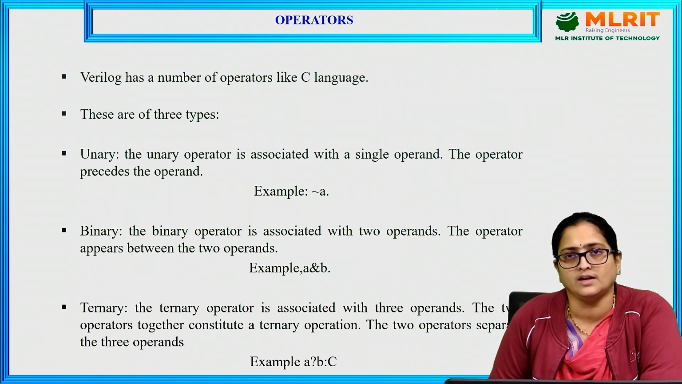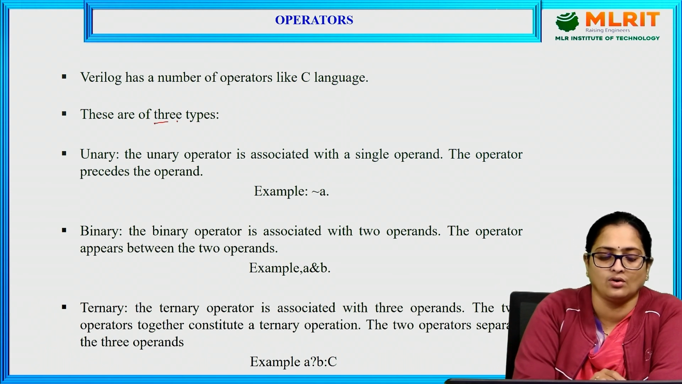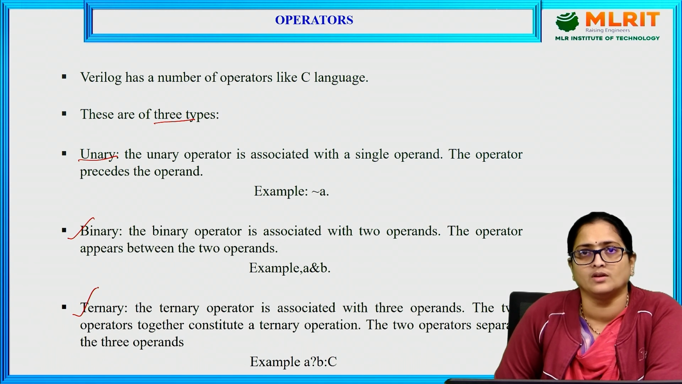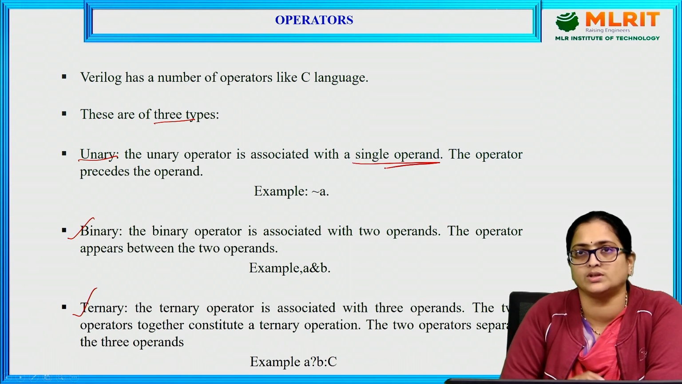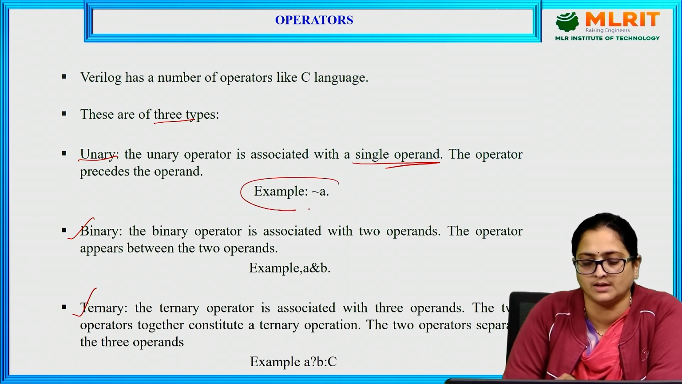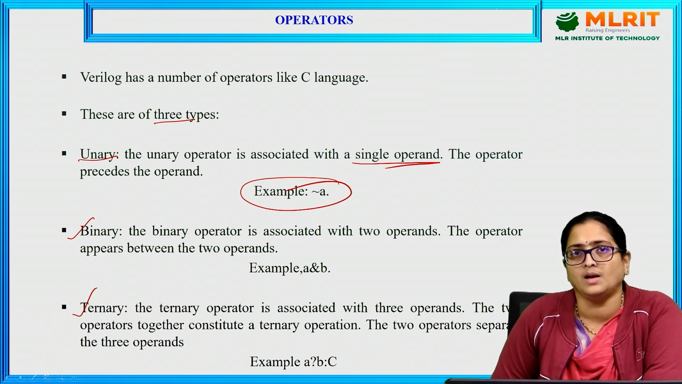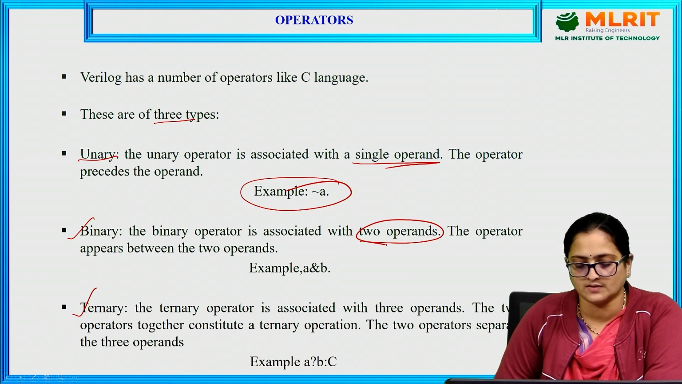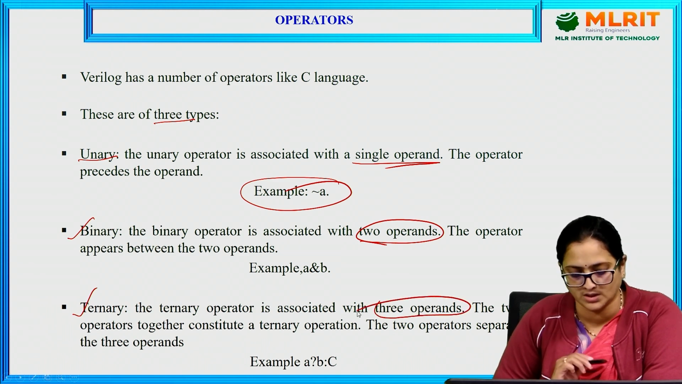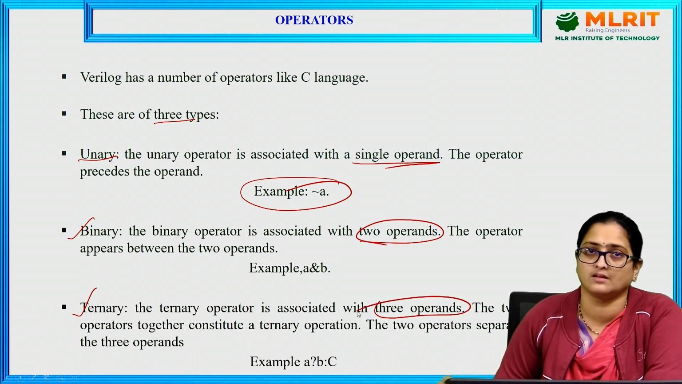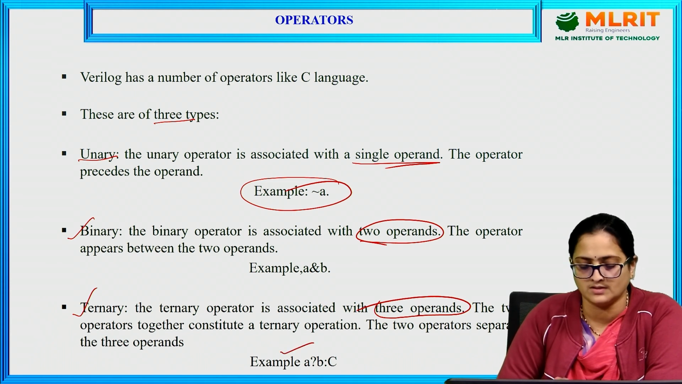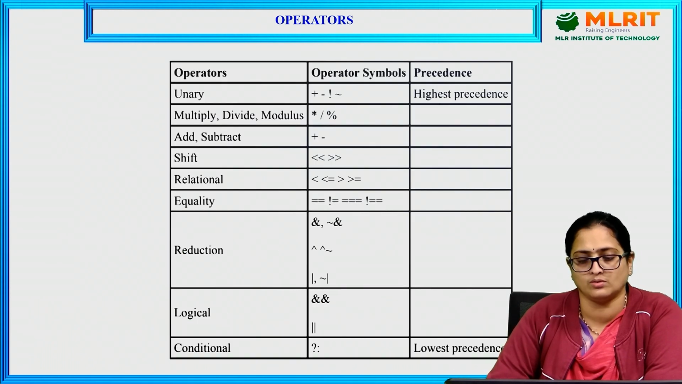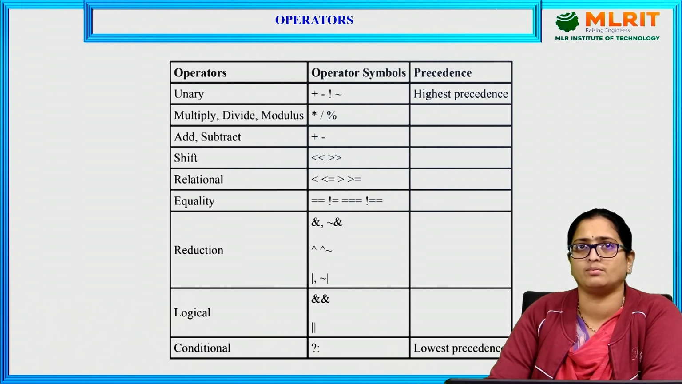Operators. Here also we have three types of operators: unary, binary and ternary. A unary operator is associated with a single operand, an example being NOT gate. A binary operator is associated with two operands, whereas a ternary operator is associated with three operands. For example, they have given binary and ternary examples. I will show here different types of operators.